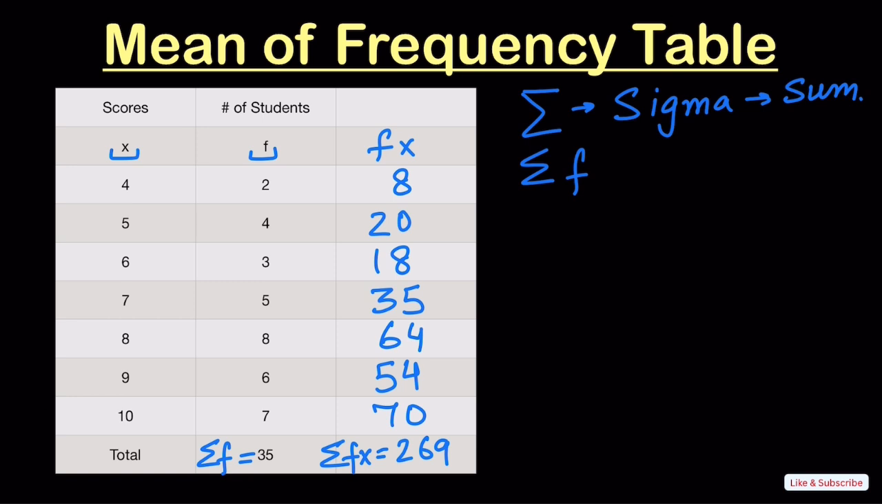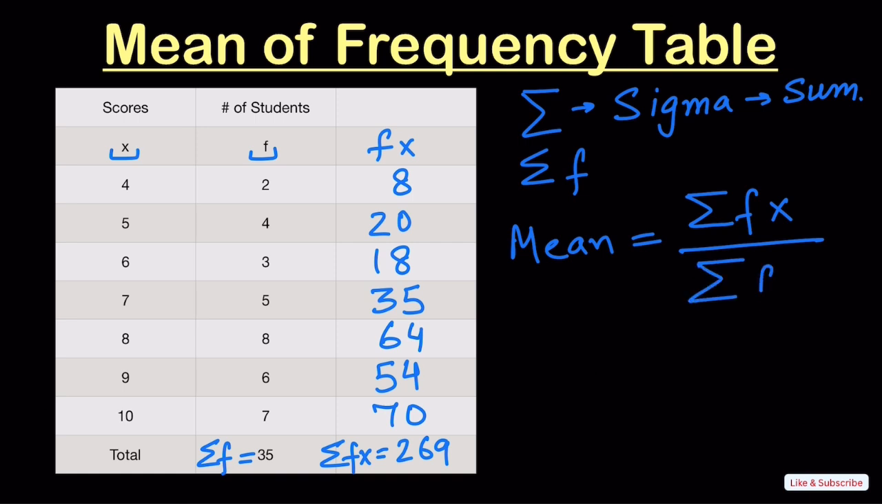Now in the case of a frequency distribution table, the formula to find the mean is equal to sigma fx divided by sigma f. Why is it like this? Because fx gives you the scores obtained by the students. There are two students and they both are getting 4 scores, so their total score is 8. So this gives us total scores, and the total scores obtained by all the students is 269. That means it is the sum of all the scores, and we are dividing it by the number of students.